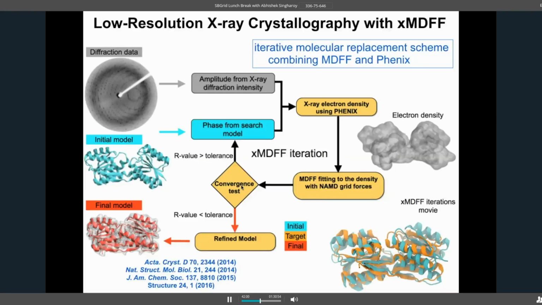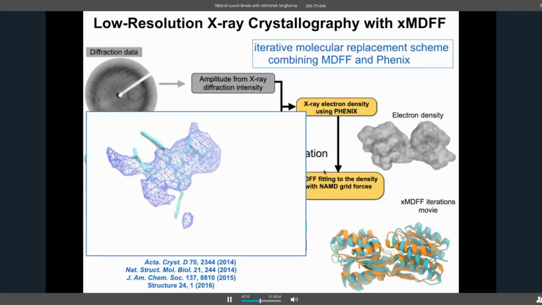And that new model, once it comes out, you can ask the question, is the R value greater than a tolerance or lesser than a tolerance? If it's lesser than a tolerance, then it's your final model, else you continue this iteration. So in a movie, it'll look like this.